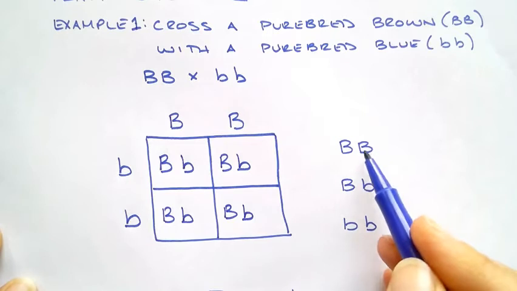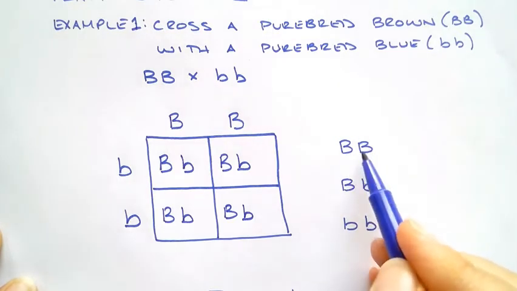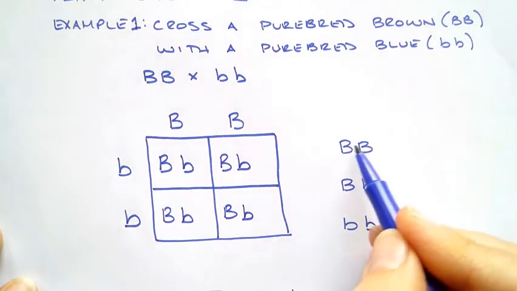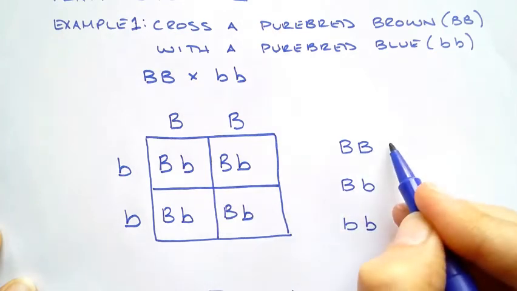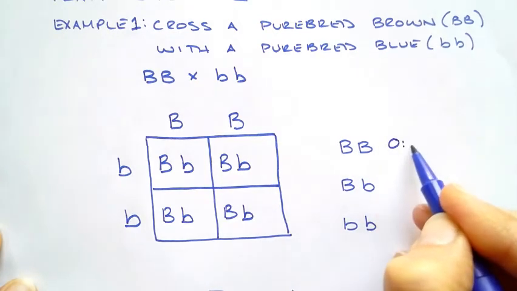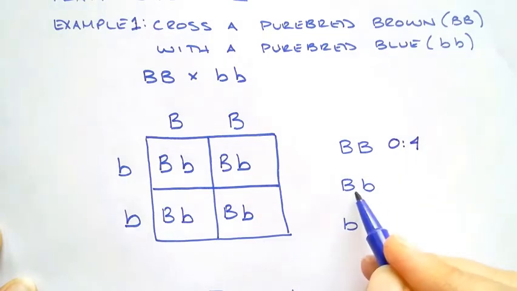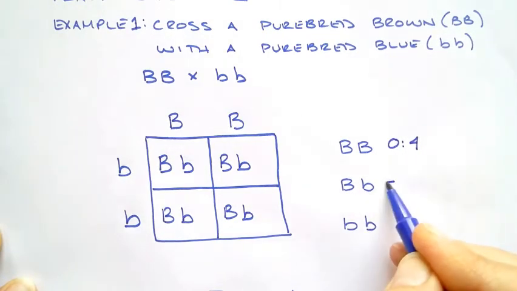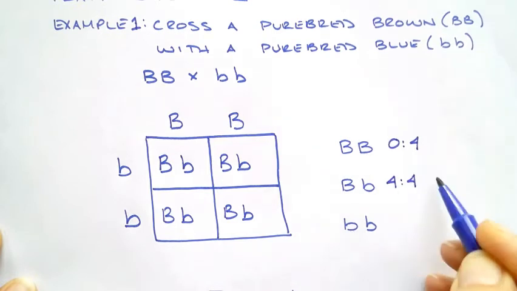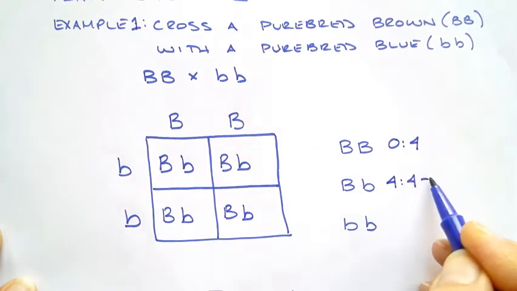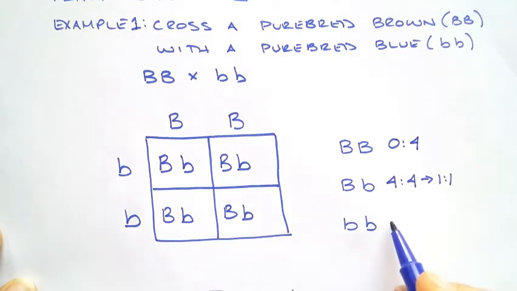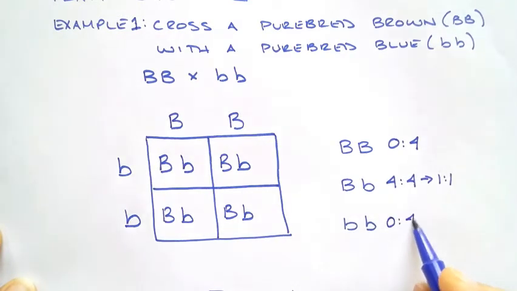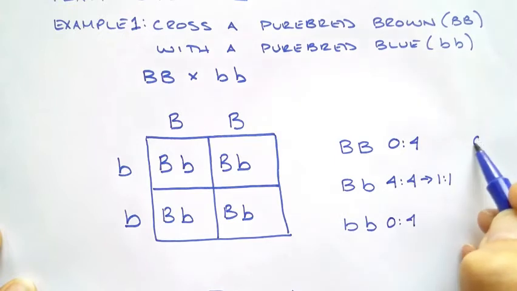Over here I have the possible outcomes. So in this case, there's 4 boxes. Big B to little b would be 4 to 4, or we would reduce this to 1 to 1. And again, there's no little b, so that would be 0 to 4. This would be 0%.